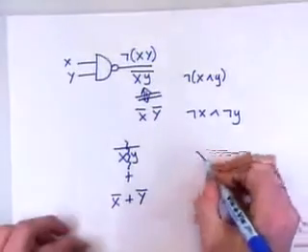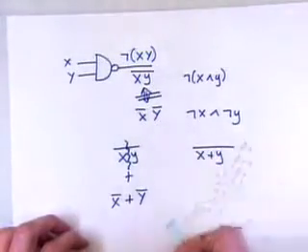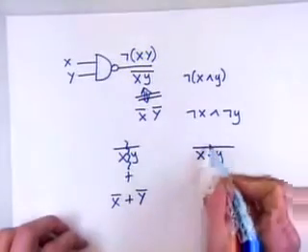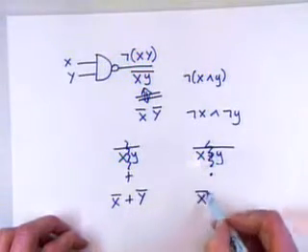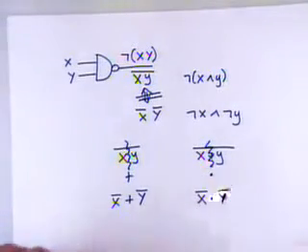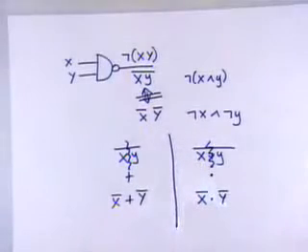Okay, so if I had a plus and I was doing De Morgan's there, what happens if I saw through it? That changes to a times, so I get not x times not y. So that's using De Morgan's for both of the operators.